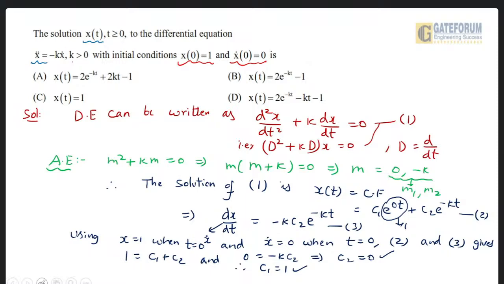So therefore, x of t, if you substitute in the second equation, is 1 only. So this is the answer, 1. Accordingly, the option is C. This is the end of the question.